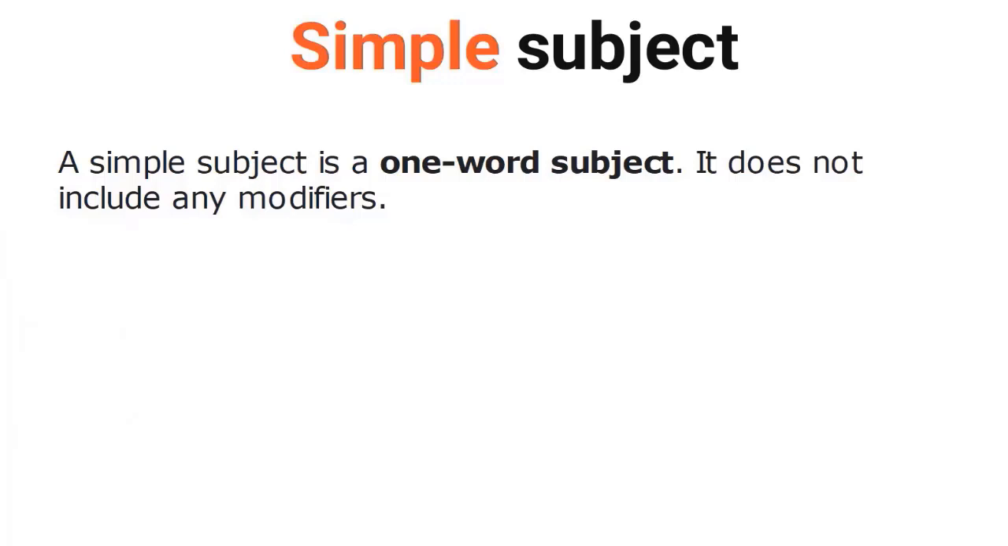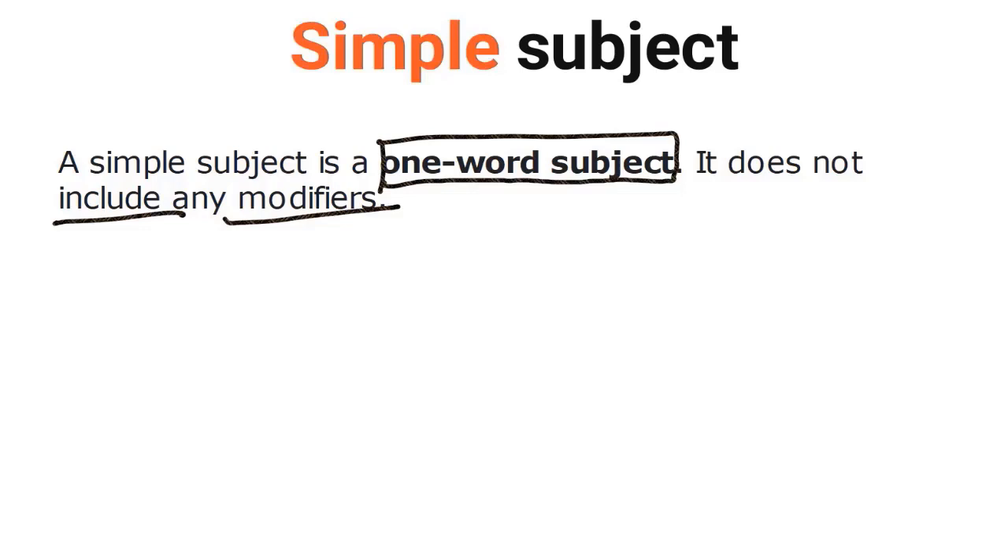As the name goes, a simple subject is actually a simple subject. It is just a one word subject without the modifiers. So a simple subject is a one word subject. That means it does not have any modifiers. This is what a simple subject is. It is generally a word, can be more than a word, can be two or three words, but it's not going to include any modifiers. Even if it has more than a word, the combination of all those words is going to be one word.